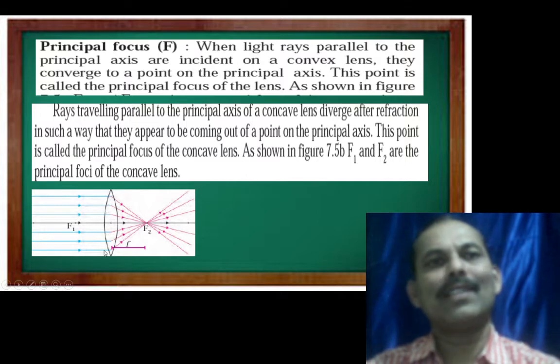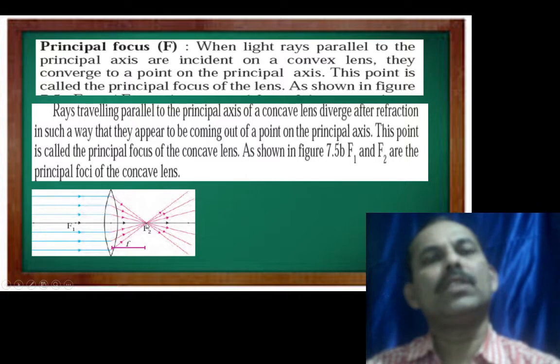The rays which are shown in blue color are parallel to this principal axis. When those rays pass through this convex lens, they are refracted, and after refraction they come toward this principal axis at one point. That point where all these rays come together is known as the principal focus of this lens.